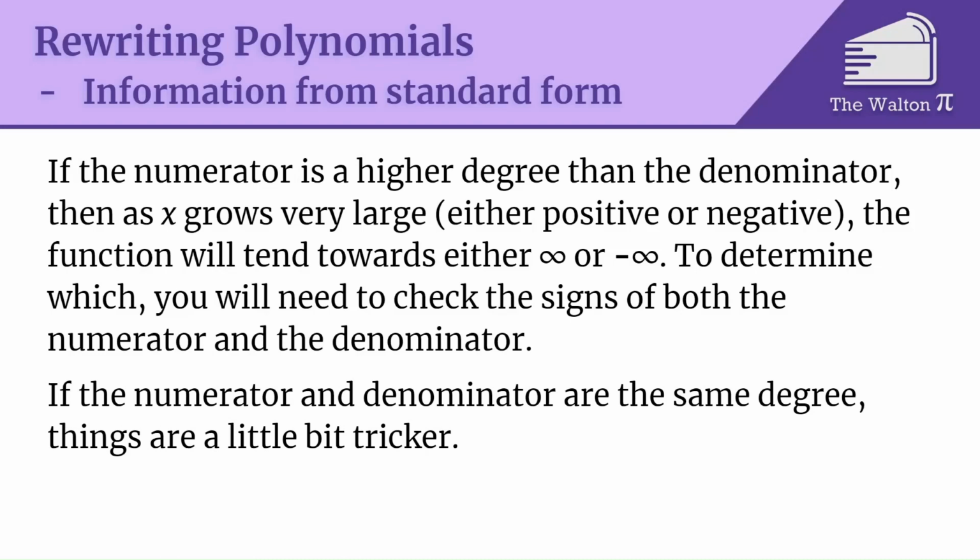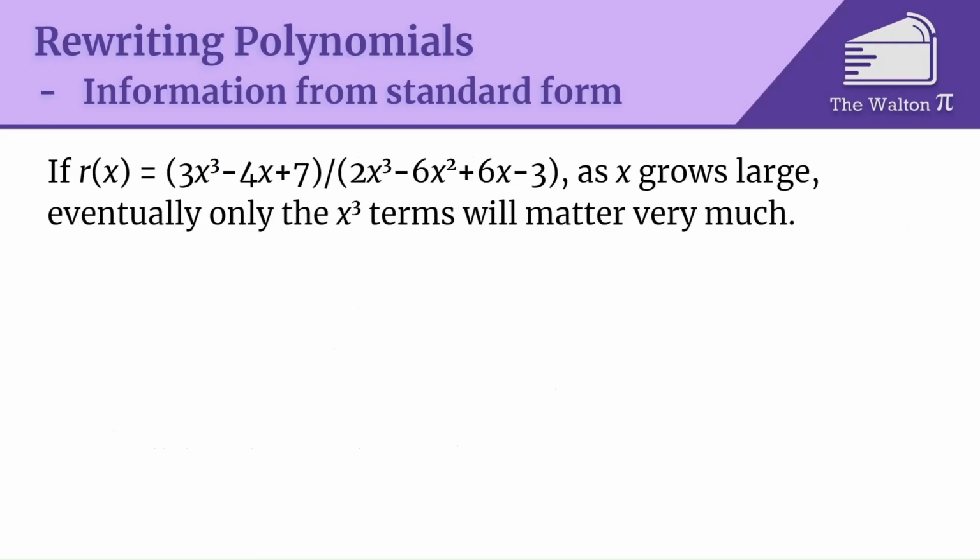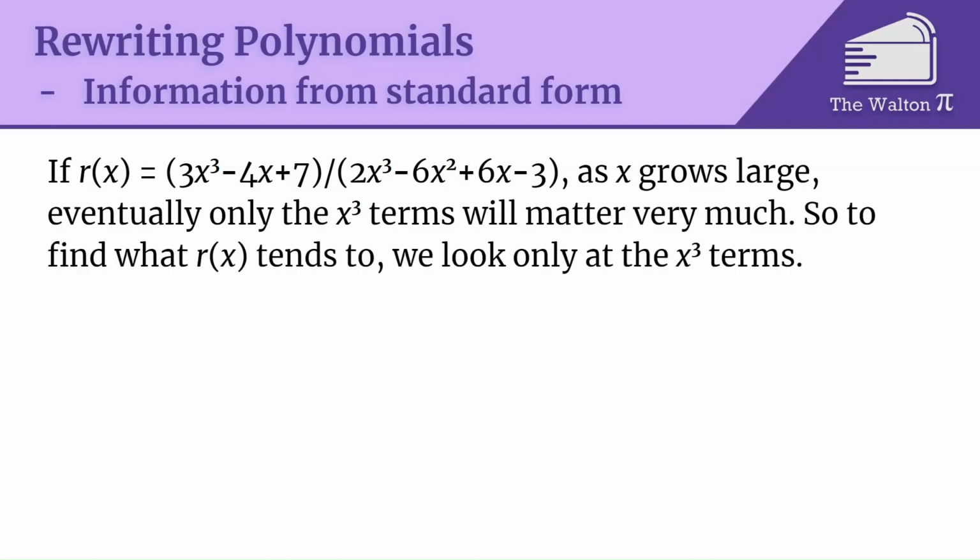Now, if the numerator and denominator are the same degree, things get a little bit trickier. So for example, r of x is 3x cubed minus 4x plus 7 divided by 2x cubed minus 6x squared plus 6x minus 3. As x grows very large, eventually only the x cubed terms matter. Everything else is drowned out by the x cubed because that is the stuff that happens the fastest. So to figure out what r of x tends to, we only need to look at the x cubed terms.